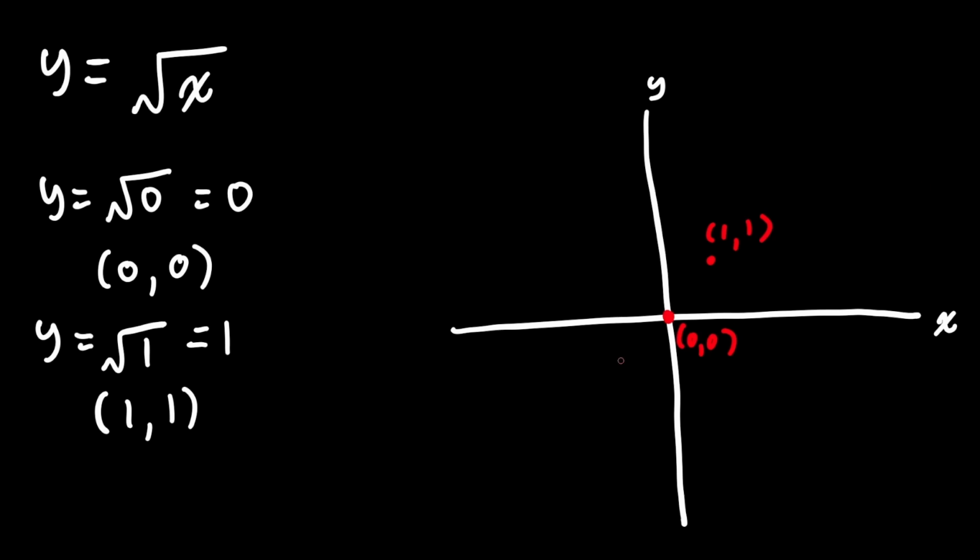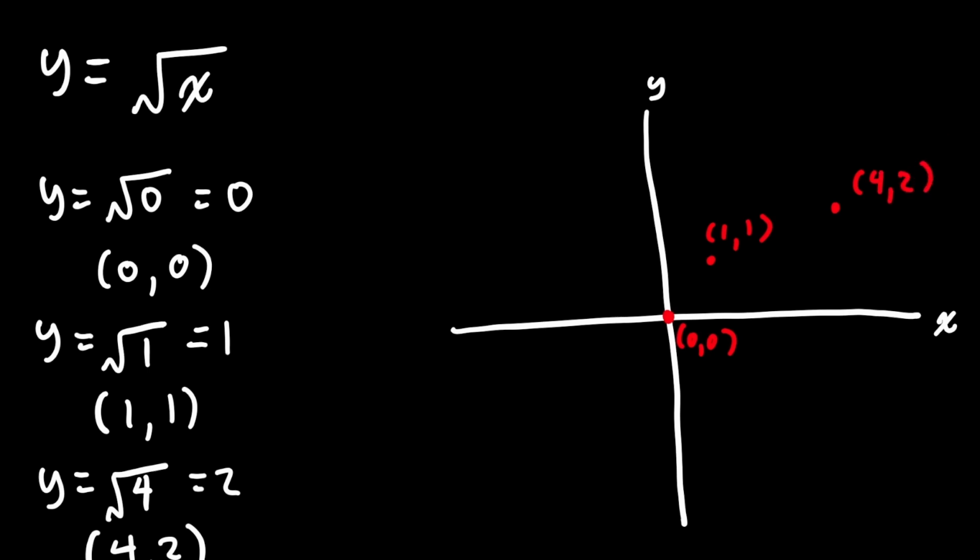And let's do one more just so we can confirm the shape of this graph. Let's plug in x of 4. And the square root of 4 is equal to 2. So that tells us that the x value of 4 and the y value of 2 is on this graph. So let's go to 4, which is around here, and then 2. So this 4 comma 2 is part of this graph. So let's connect all the dots together, and then we end up with a graph that looks something like this.